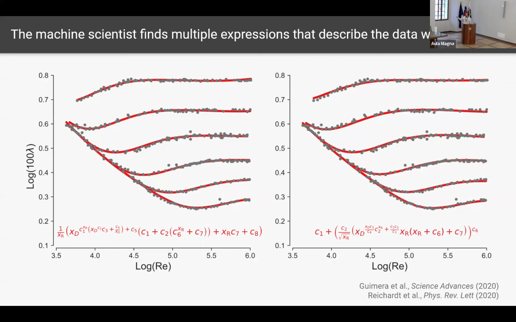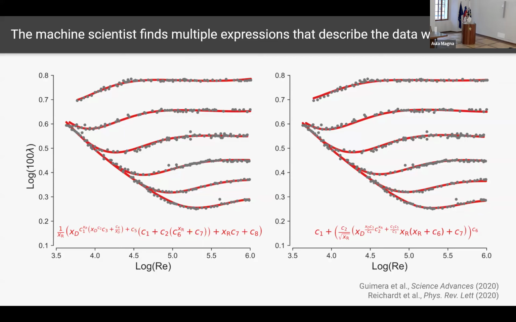So in this case, the gray points are the data that we feed the machine scientist, that we use for training, if you want to use that language. The machine scientist starts exploring expressions, and eventually it finds expressions like the red lines here. Keep in mind that this is one expression for all the curves, not one curve for each line. It's the same functional form for each line. And well, it fits the data pretty well, right?